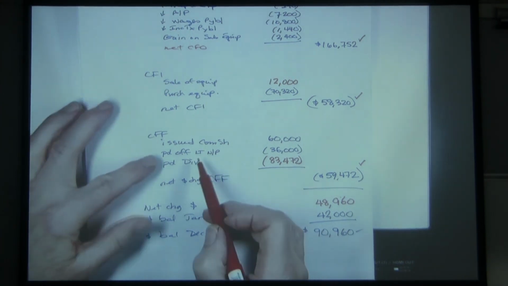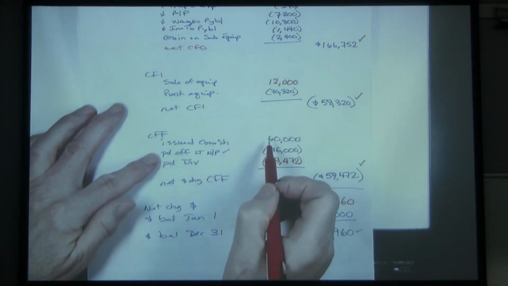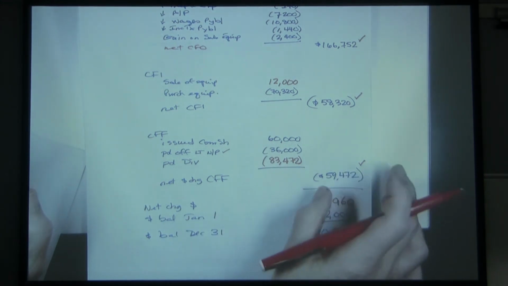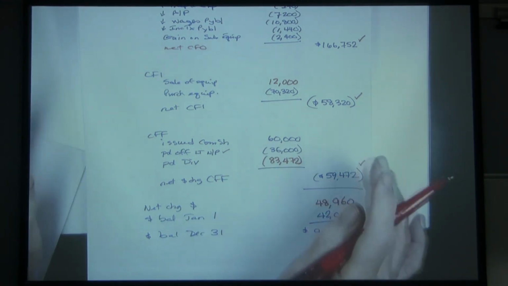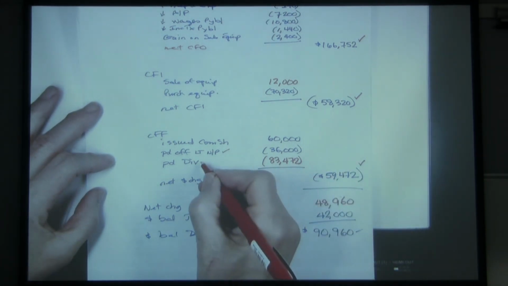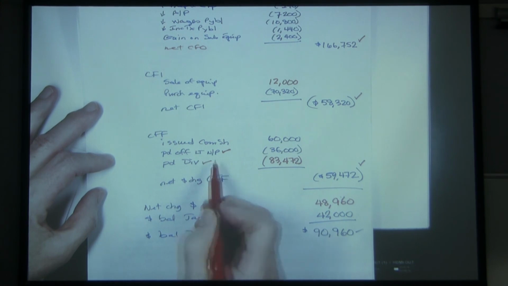CFF, paying off a loan is a good sign. Issuing common shares, not so great. If we get most of our cash from the CFF section, it's a very negative sign. But in this case, we paid a dividend, that's a positive sign, and we paid off a loan, that's a positive sign.